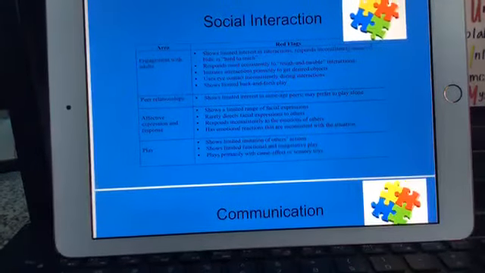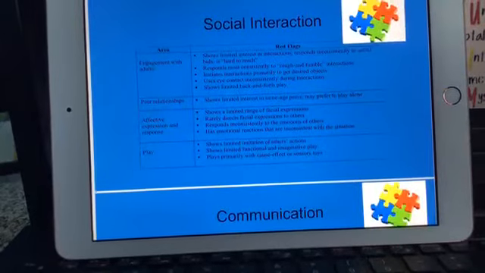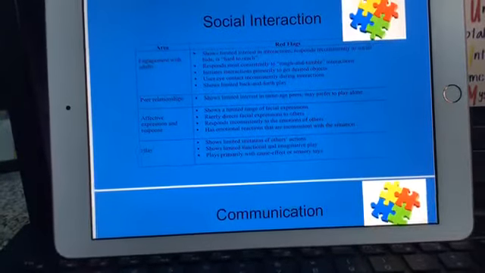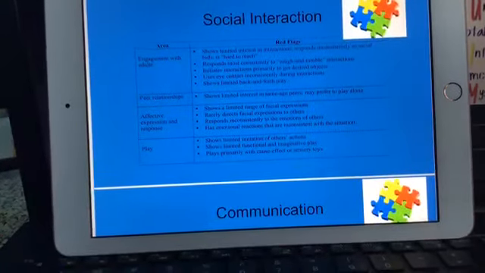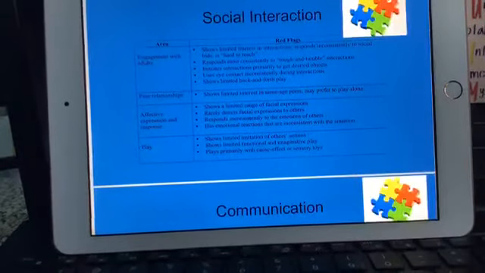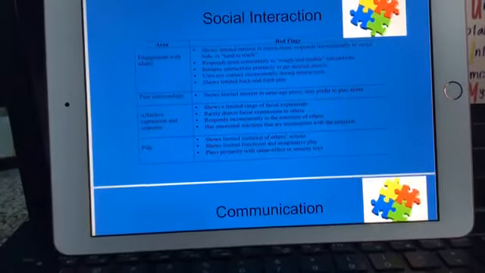So why did I put this here? I put this here because oftentimes we think that a person with autism has no type of communication, no type of social interaction, but they do. Just that at times it may be limited and it may not be as consistent.